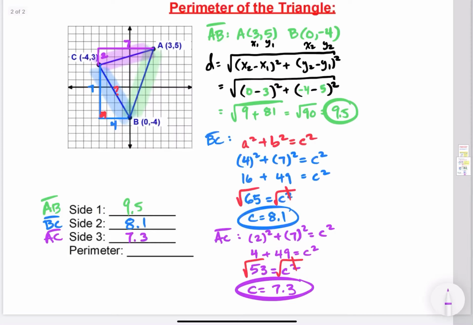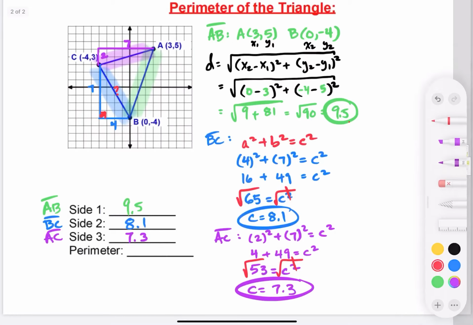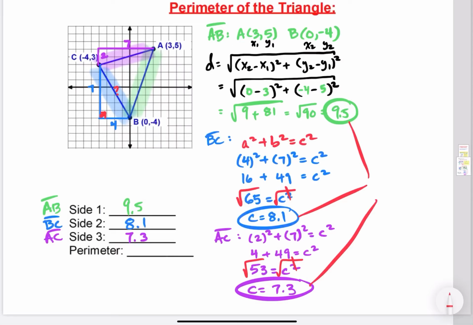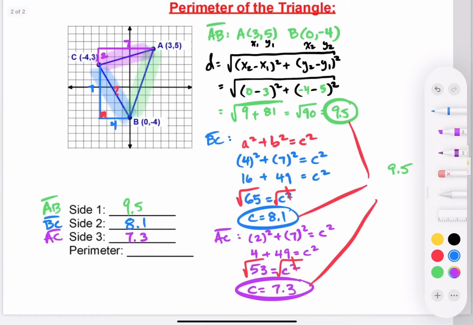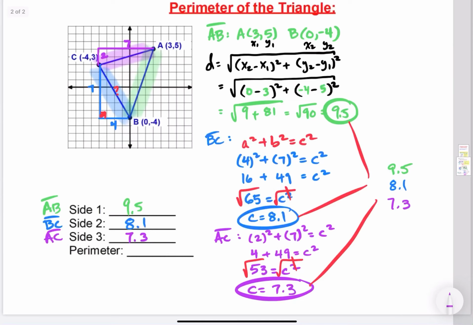So now what we're going to do to find out our perimeter is we're going to take all 3 of these sides and we're going to add them together. So we're going to take the 9.5. We're going to add that with our 8.1. And we're going to add that with our 7.3. So we'll add these together, and that's going to give us our total perimeter, and that's going to be approximately 24.9. So we can see that our perimeter of this triangle is going to be approximately 24.9 units.